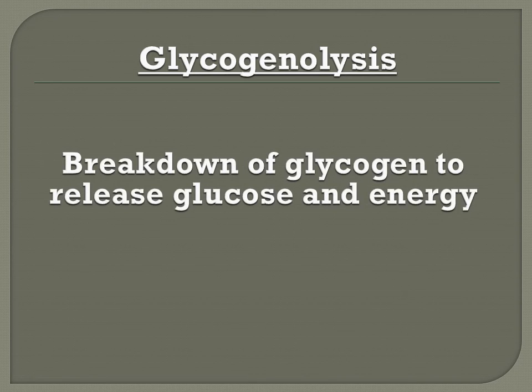In fact, this is how the stored glycogen in the body is utilized, because glucose is a source of energy for the body. So during the fasting state, in order to maintain the normal blood glucose level, the liver plays a central role in producing glucose by this process of glycogenolysis, where glycogen undergoes degradation to release glucose and also energy.